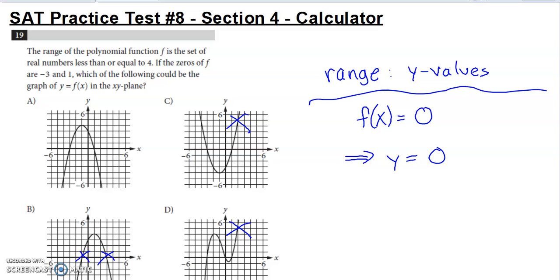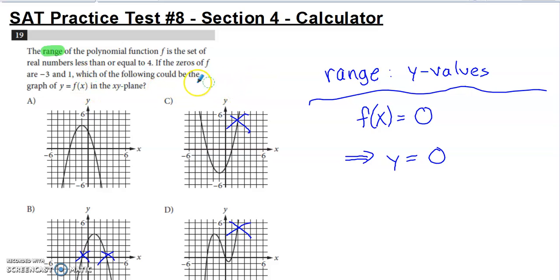So we'll continue our discussion of SAT practice test number 8, section 4. Calculator questions here in problem number 19. We'll kick off this video, and this question says that the range of a polynomial. So we're going to have to remember what's meant by the range of a polynomial here in just a second.